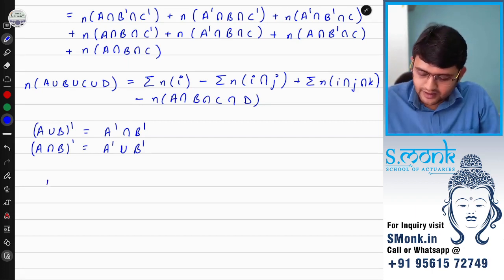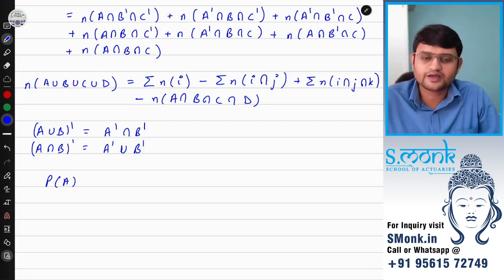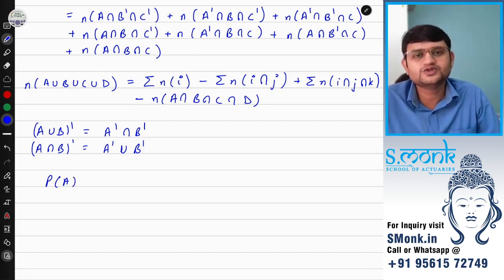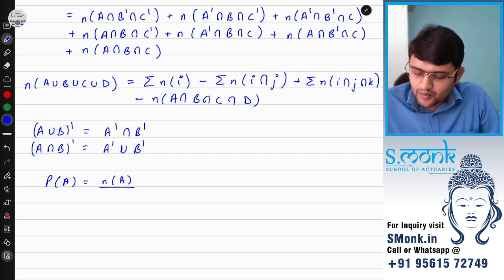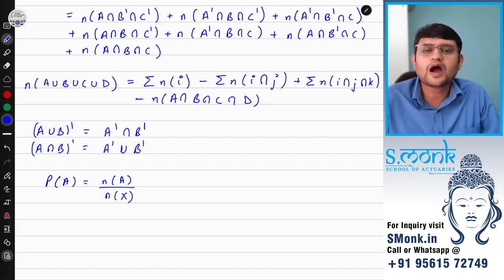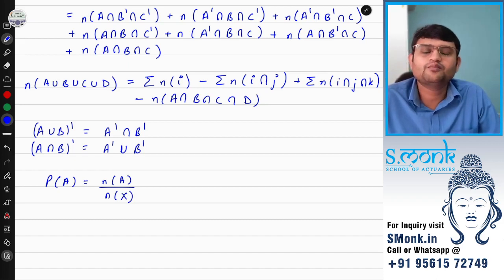Now, probability of an event A. Events are very similar to sets, where the outcomes of the event are nothing but the elements of the set. So probability of A would be the number of elements in A upon the number of elements in X, or we'll call it the number of outcomes in A upon the number of outcomes in the universal set, or the total outcomes. That becomes nothing but the probability of A.